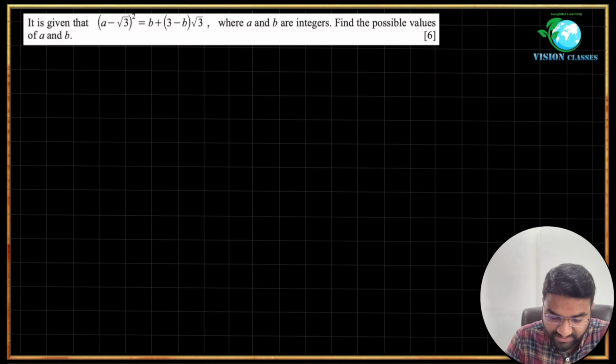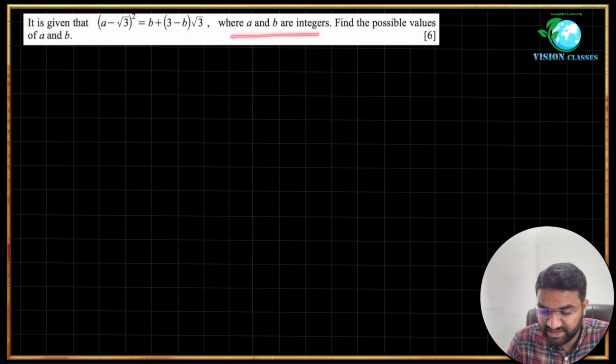So here, the first one. It is given that (a minus root 3) bracket squared is equal to b plus (3 minus b) root 3, where a and b are integers. We have to find the possible values of a and b.